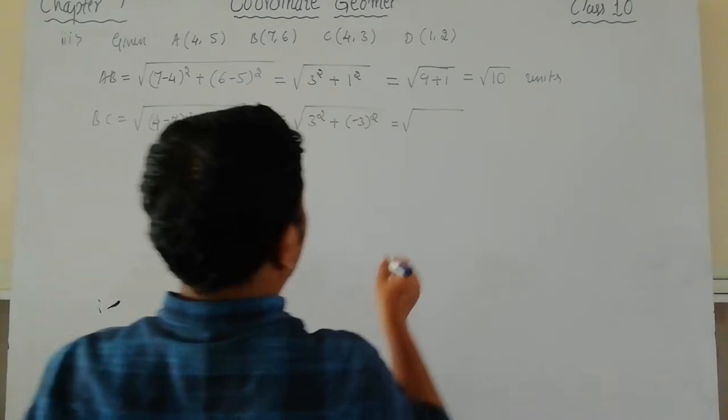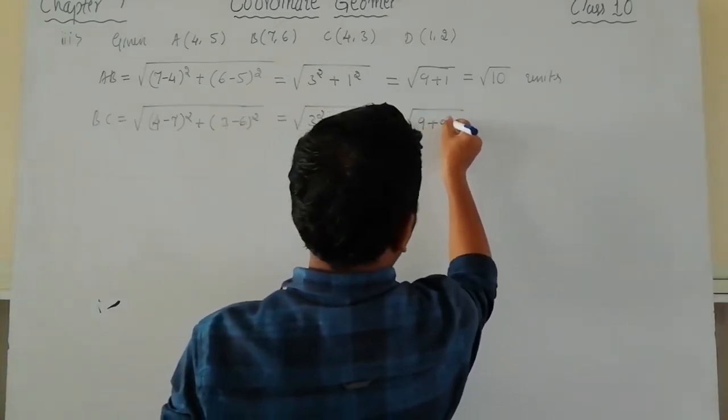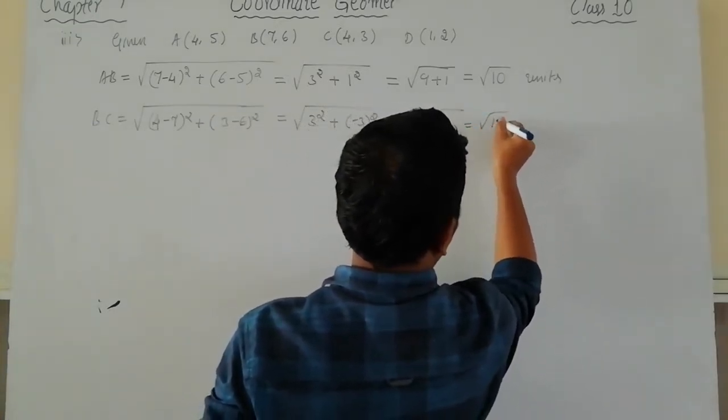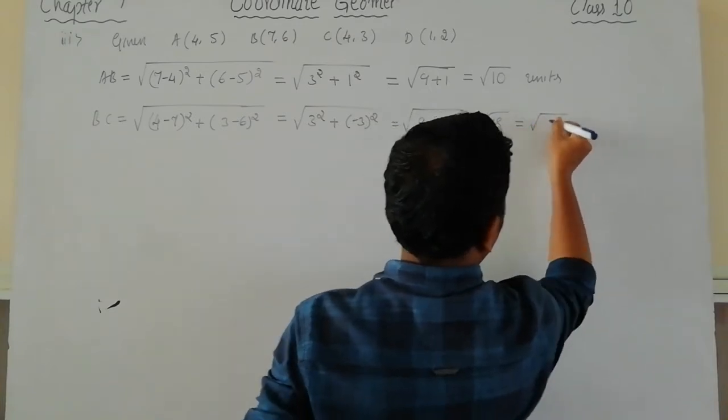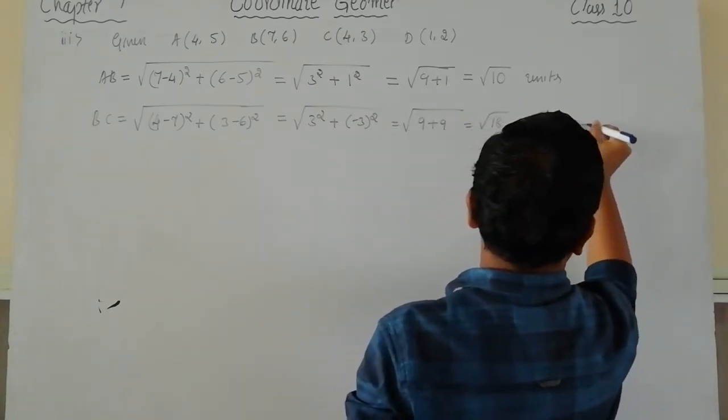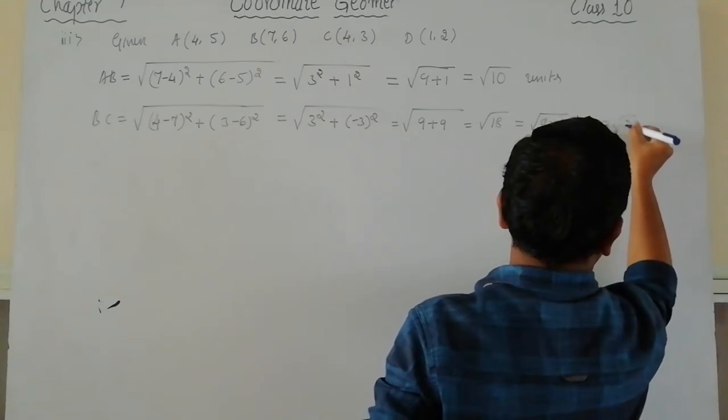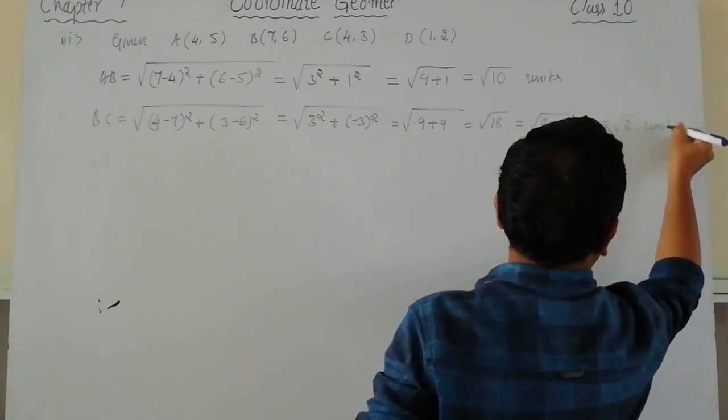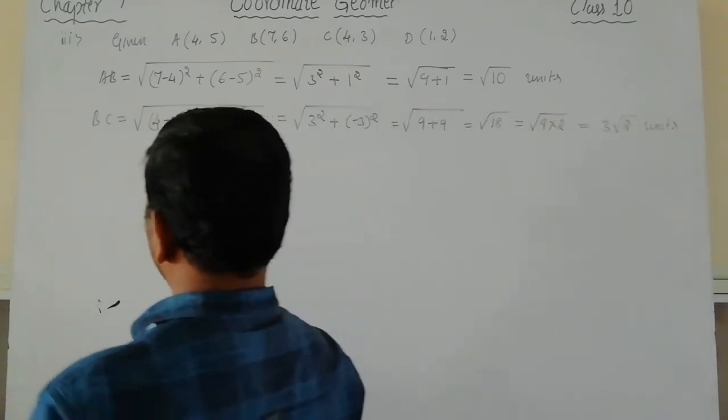So now it will become 9 plus 9, which is equal to square root of 18, and you can write this one as 9 into 2, and it will become what? 3 root 2 units. And AB, BC is over.